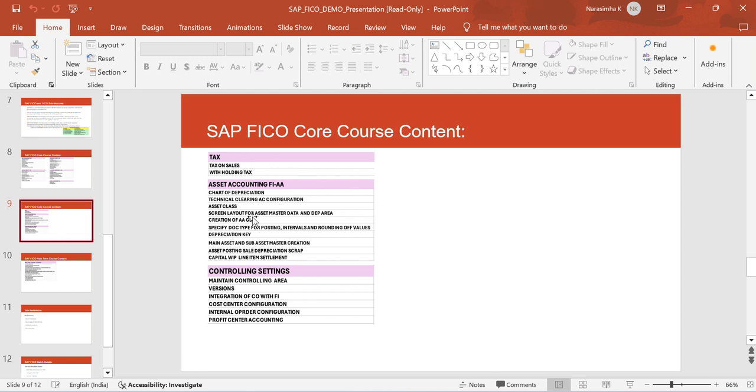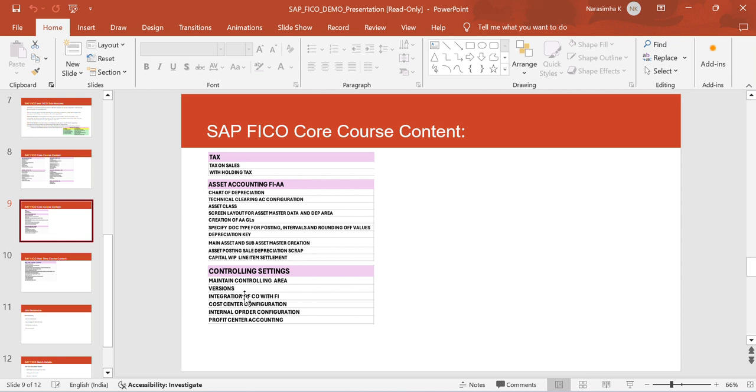And asset accounting, these are some of the main things: chart of depreciation, asset classes, remaining things, integration of FI asset accounting, how to run the depreciations, how to scrap the assets, how to do the capital work in progress. These are the main things. All will be covered, but here I mentioned some of the important points.